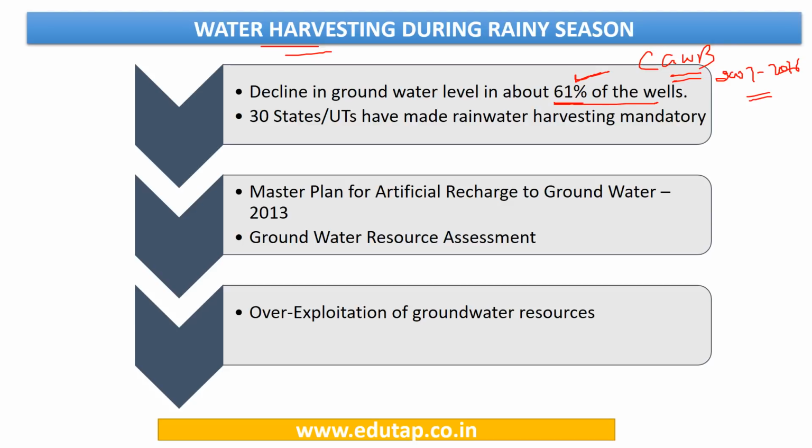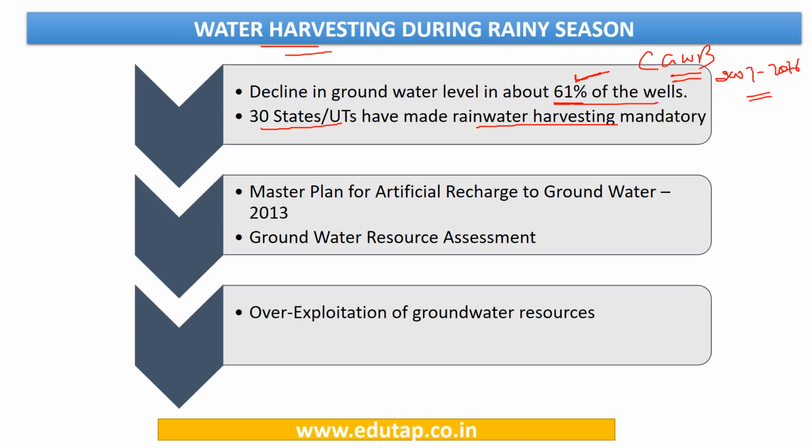Therefore, a number of steps have been taken by the state as well as the central government to encourage water harvesting, especially during the rainy season in the country. And to give effect to this, about 30 states and UTs have made it mandatory to do rainwater harvesting in their respective states.